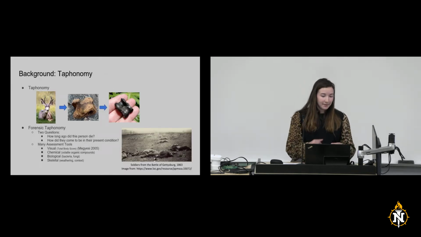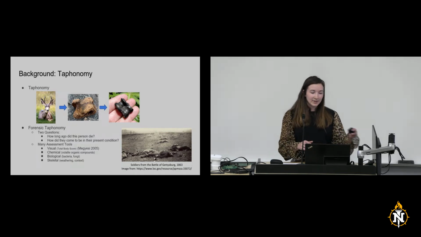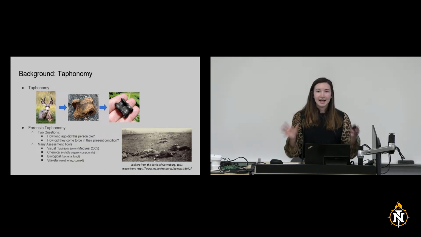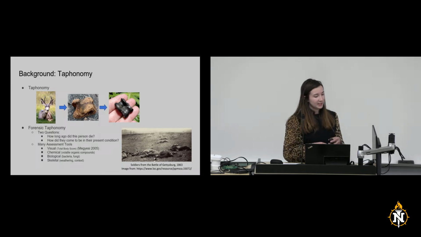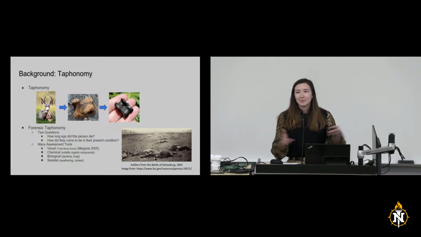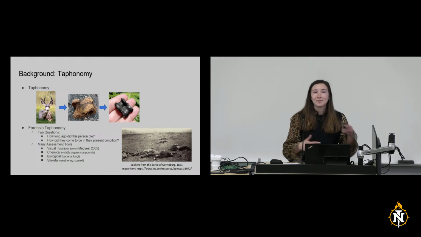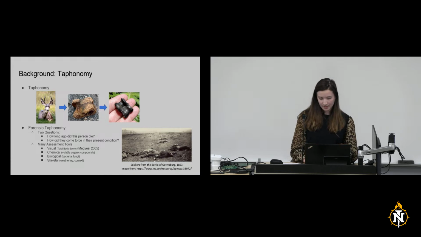Then we also have taphonomy, which is from the geological language. It describes anything that happens after death to an organism. In forensic taphonomy, we are looking at a specific time frame in which we ask 2 questions. How long ago did this person die, and how did they come to be in their present condition? There are many tools that can be used to assess for this, which are visual assessment, chemical and biological samples, and weathering, or skeletal, just looking at skeletal remains.